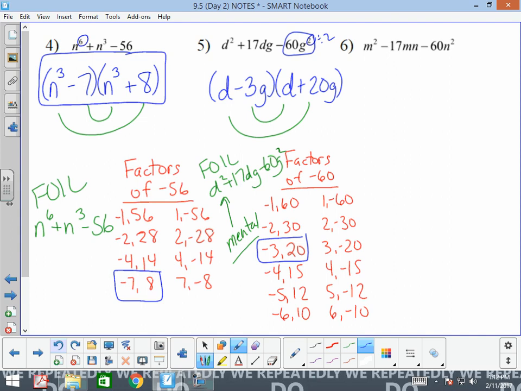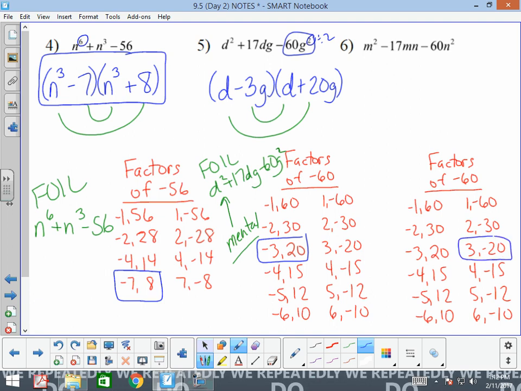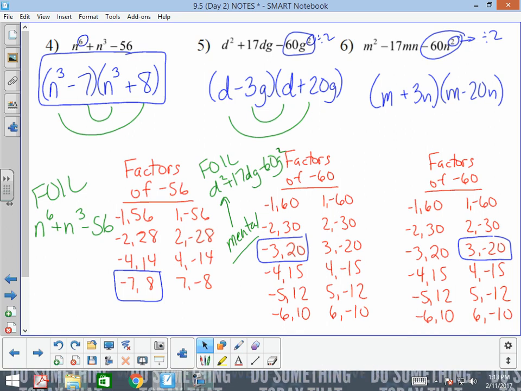The factors of negative 60, again, same ones we had earlier. This time we're looking for the factors that add up to be negative 17. So that'll be 3 and negative 20. So this will be m plus 3n, m minus 20n. Where'd that n come from? Right here. Remember, I divide that exponent by 2. So that's n to the first. So that n is part of the factors for negative 60n squared.